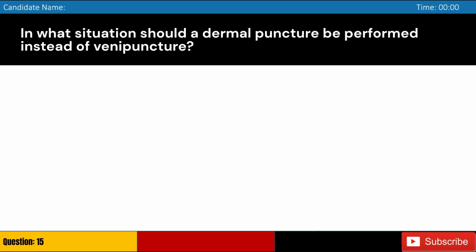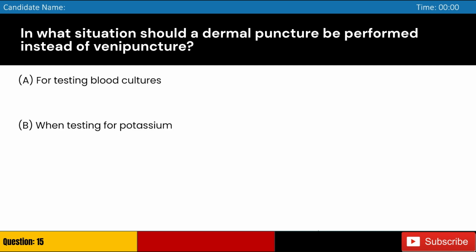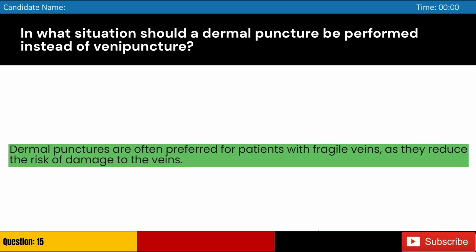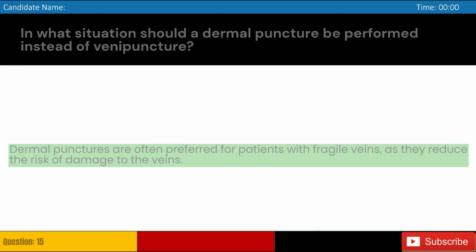In what situation should a dermal puncture be performed instead of venipuncture? A. For testing blood cultures. B. When testing for potassium. C. On a patient with fragile veins. D. When drawing a large volume of blood is needed. Answer: C. Dermal punctures are often preferred for patients with fragile veins, as they reduce the risk of damage to the veins.